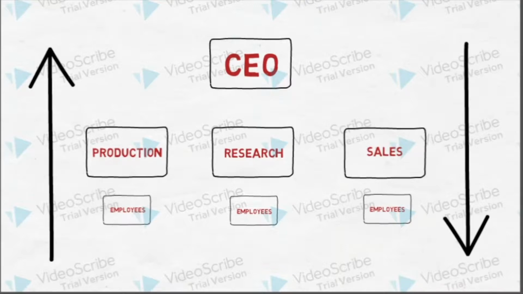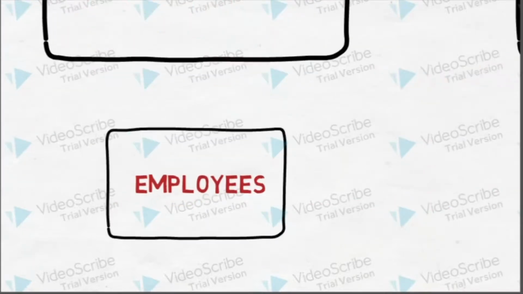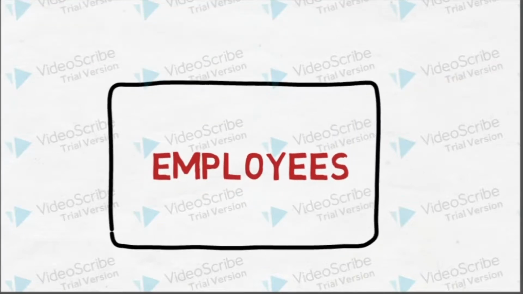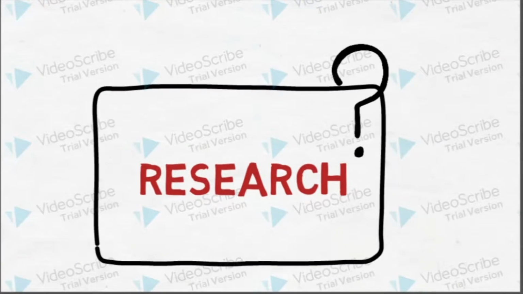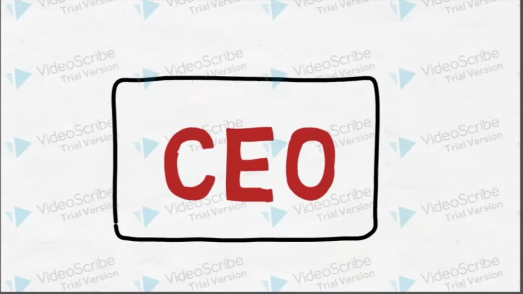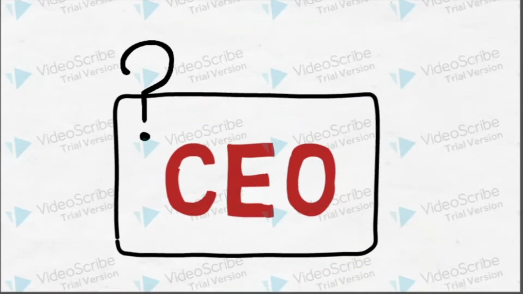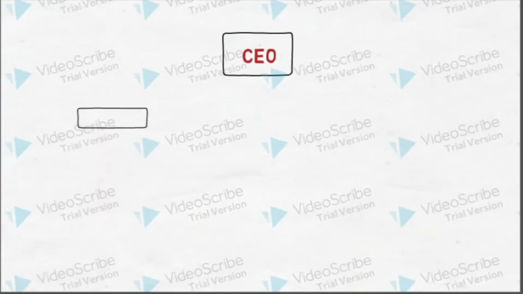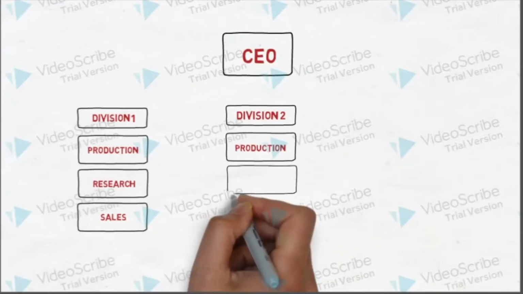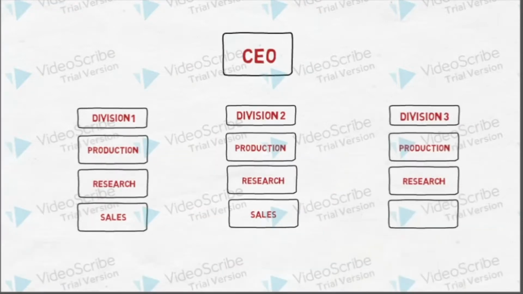However, in a functional structure, it is really difficult to fix responsibility. For example, suppose a product does not perform well in the market, then it is difficult to identify which department of the organization is not doing well. This is in contrast to the divisional structure. Here it is easy to fix responsibility, as every product of the organization has separate departments.